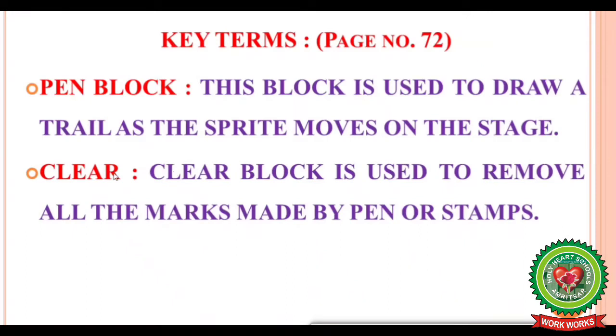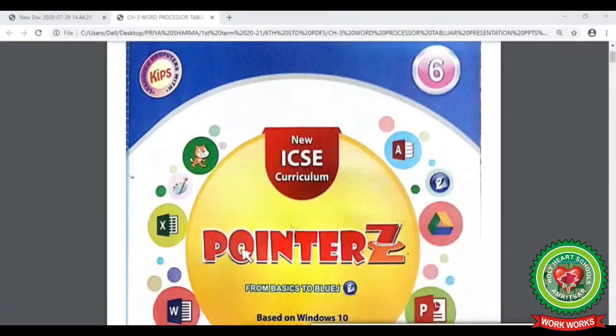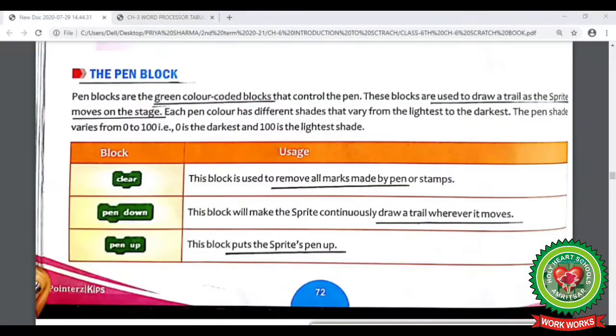Next is the clear block, where the clear block is used to remove all the marks made by pen or stamps. Or we can say that to clear the image or the shape from the stage, we will use the clear block. Now open your computer book at page number 72.